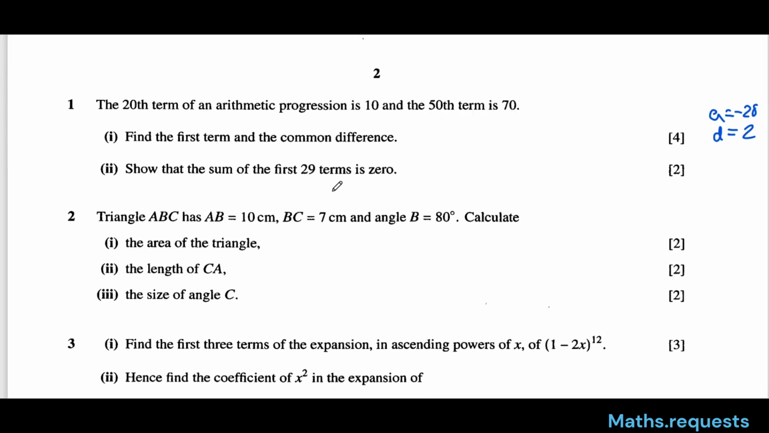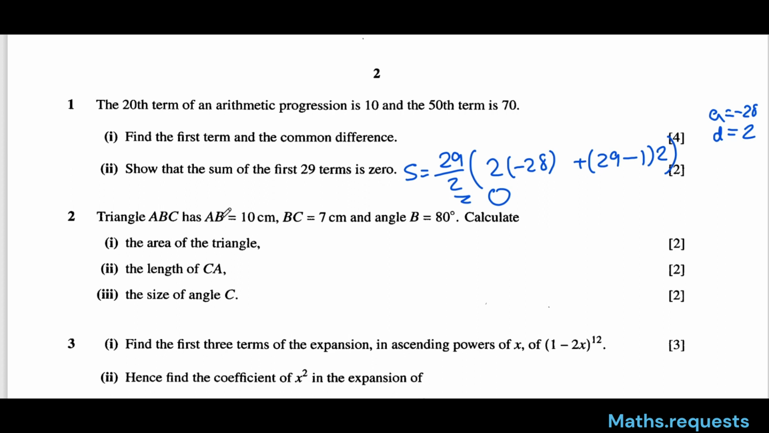In part 2, show that the sum of the first 29 terms is 0. So the sum equals n, which is 29, over 2, times 2 times the first term, which is minus 28, plus n minus 1, which is 29 minus 1, times the common difference, which gets you 0.